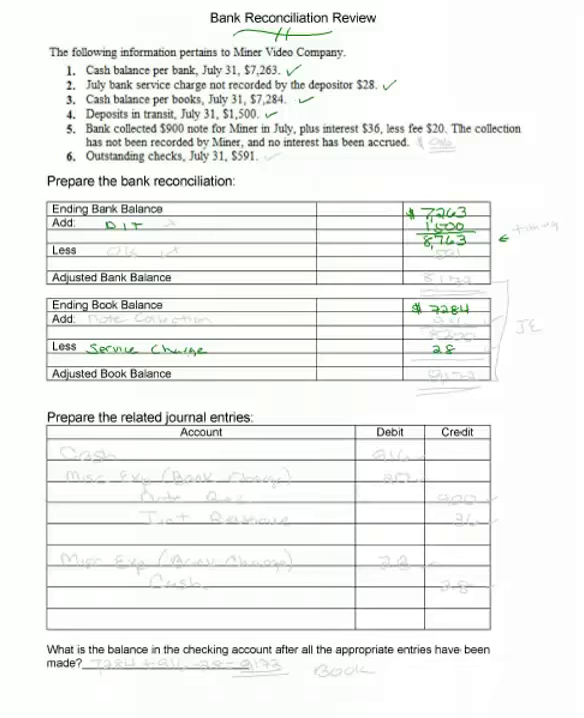Our next transaction's a little bit harder. You collected a note for $900. You earned interest of $36. You paid fees of $20. If you add all of that up and subtract the fees, you'll see that's a total of $916. Where would you place that on the reconciliation? Please hit pause and make your entry.